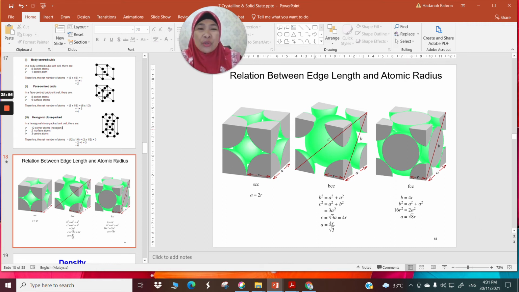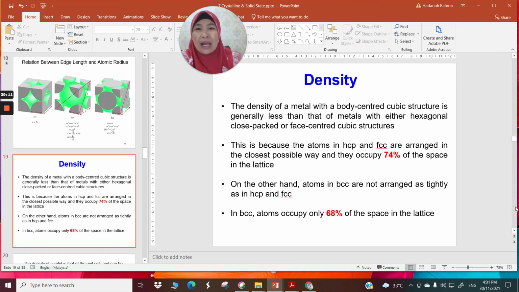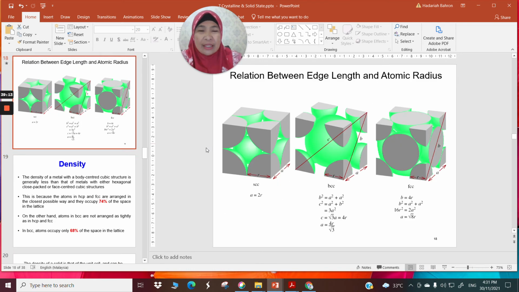So that is how you calculate the radius of an atom. If you want to see how this is derived, by all means, be my guest. Have a look at some videos that show how those are derived. In this slide, this is how you are going to calculate the radius of the atom through the size of the unit cell.